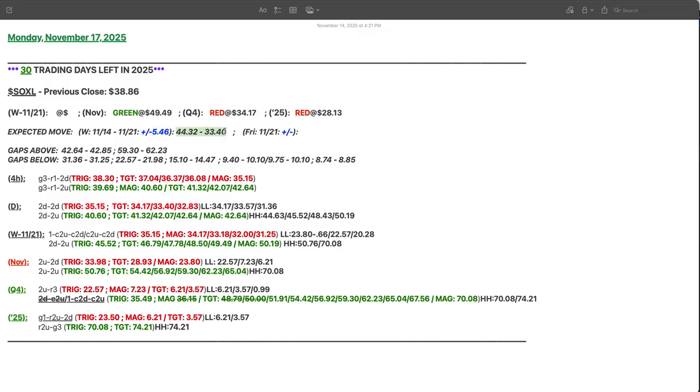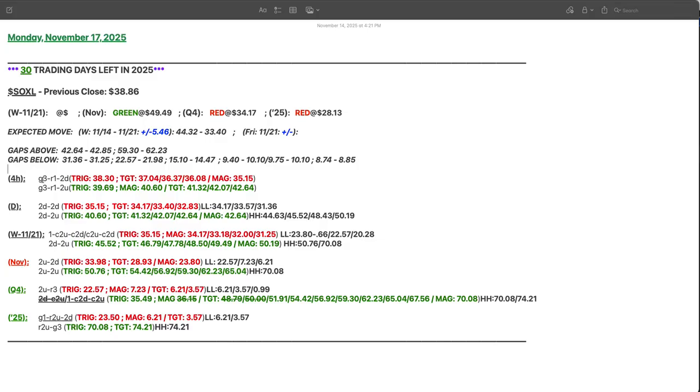All right, so I talked about that enough, but our expected move once again is $5.46, giving us a range of 44.32 to 33.40. Right, we know where our gaps above are, we know where the gaps below are, and we talked about the scalping time frame at the beginning of the day. We want to look for higher lows at or above opening print to get into calls, and we want to look for lower highs at or below opening print to get into puts, right?